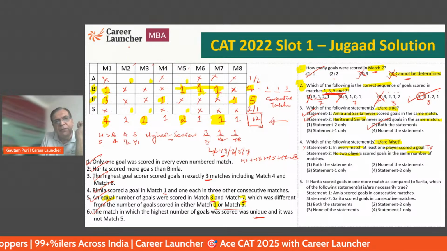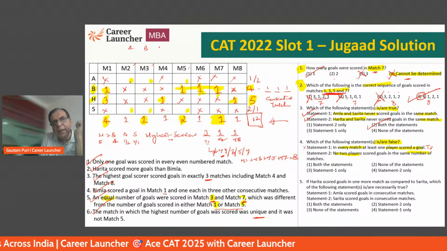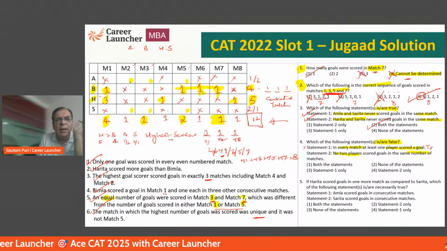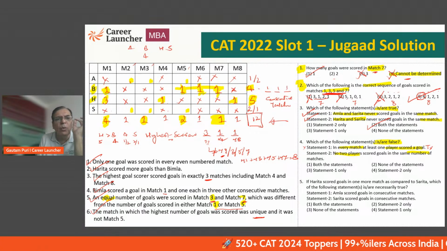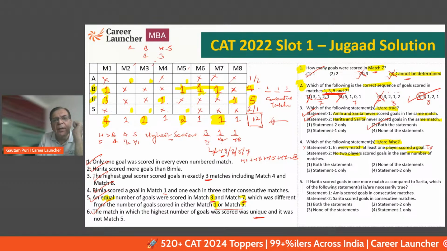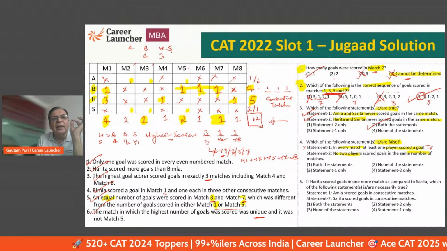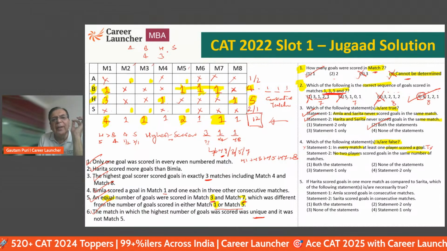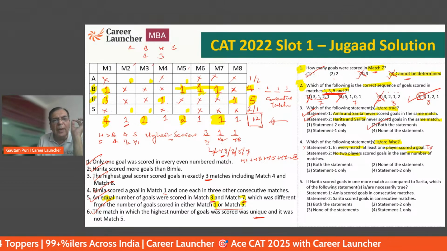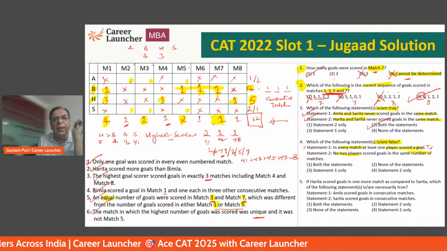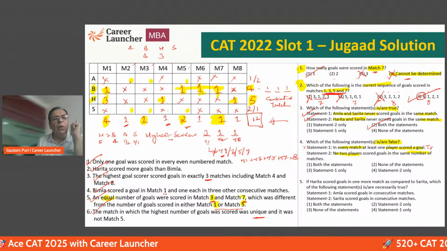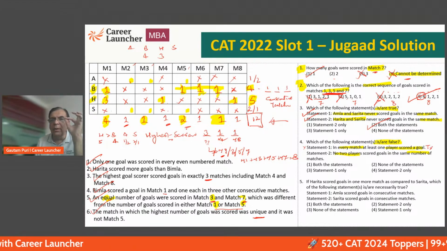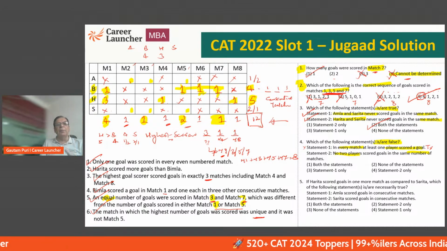Now, we have these 4 ladies, A, B, H, S. We know Bimla has scored goals in 1, 2, 3, 4 matches. Harita is the highest scorer, has scored goals in 1, 2, 3 matches. And Amla and Sarita have to score a goal now. Between them, 3 goals. And the 3 goals will be in match 2, match 4, and match 5. And only 1 goal will be scored.